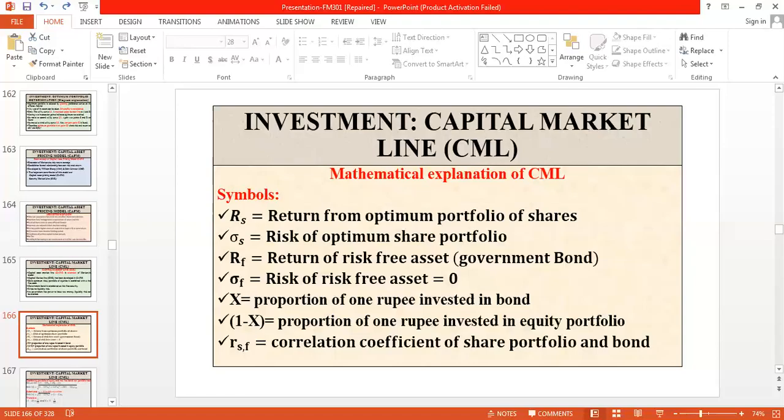On the basis of these symbols, in our next lecture, we will try to develop mathematically the capital market line, and then we will interpret it with the help of the diagram.